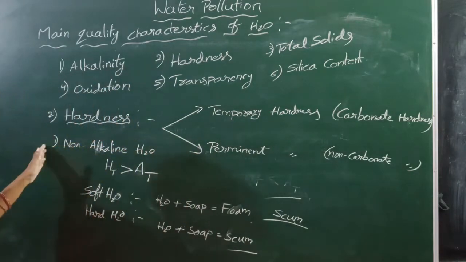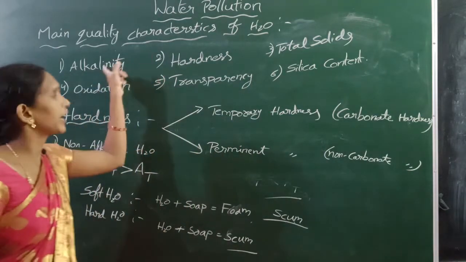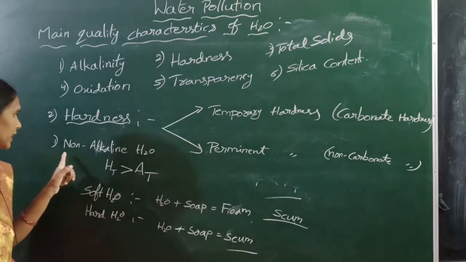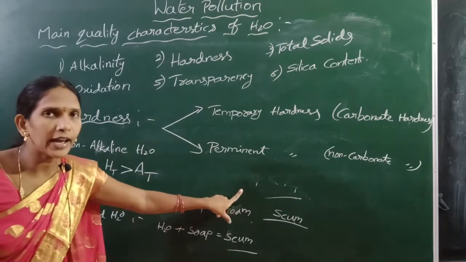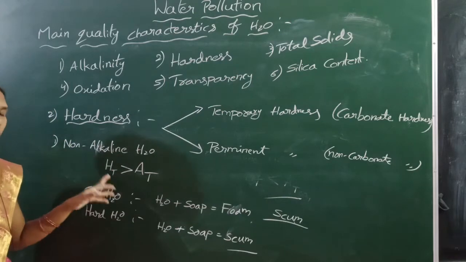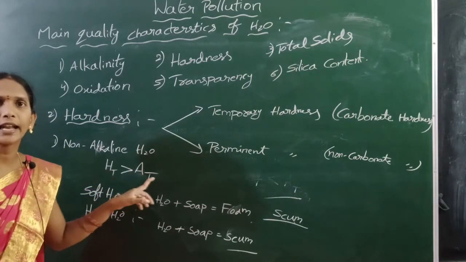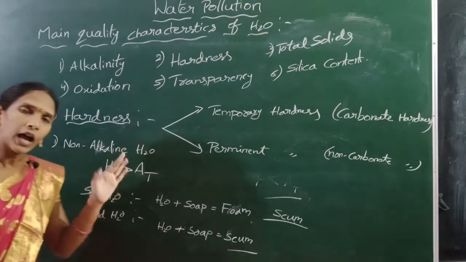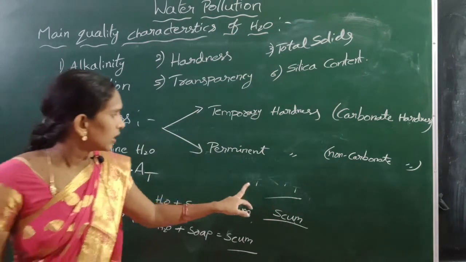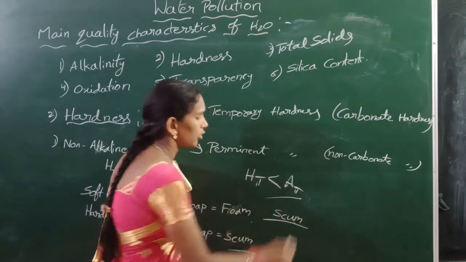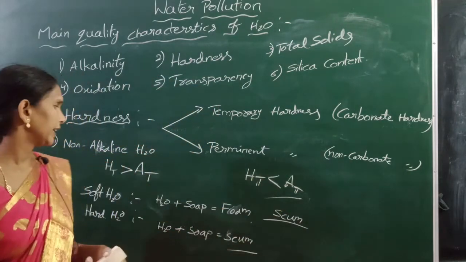On the basis of hardness and alkalinity, natural water can be divided into two types, that is non-alkaline water and alkaline water. Non-alkaline water means total hardness is greater than total alkalinity. Alkaline water means total hardness is less than total alkalinity.